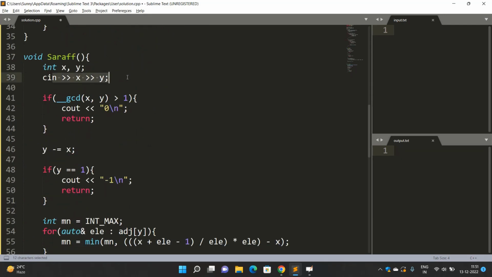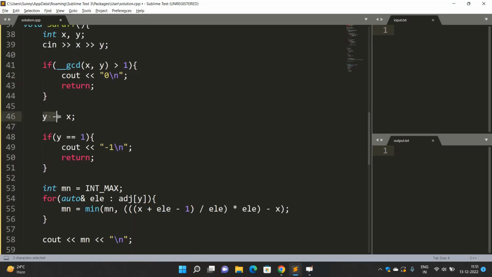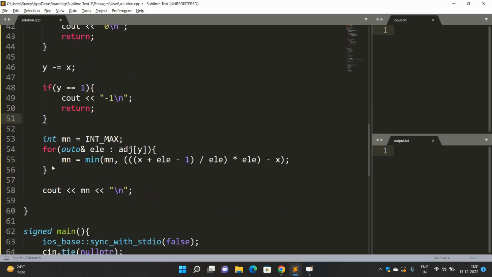Now let's work on each test case. We have the values of x and y. If GCD of x comma y is greater than 1, we need to output 0 because the length of the chain is going to be 0. Now let's find the value of y minus x, which is the value of a in my explanation. If it is 1, you can see we will get the infinite length of the chain. Now what if it is not equal to 1? Let's try to find the minimum value.